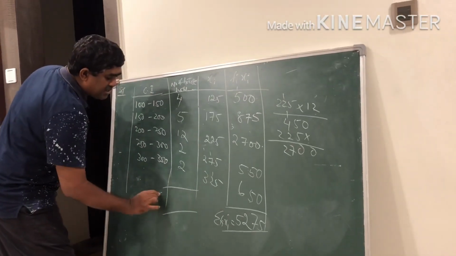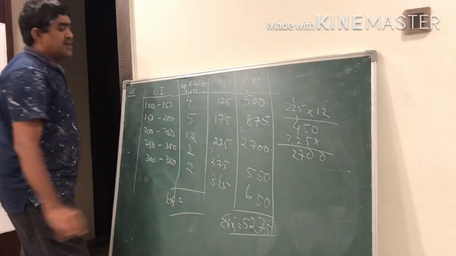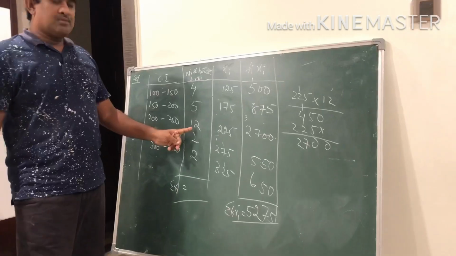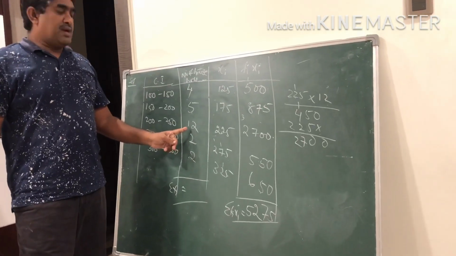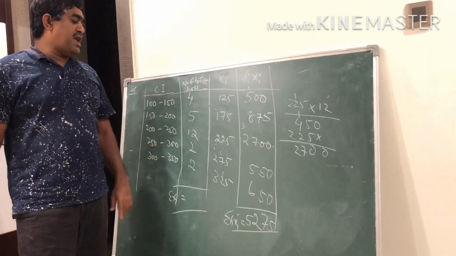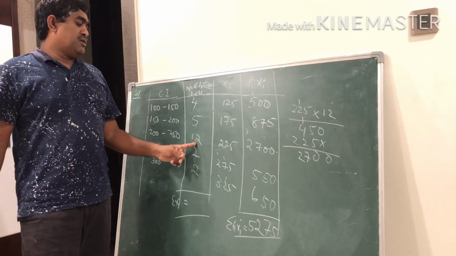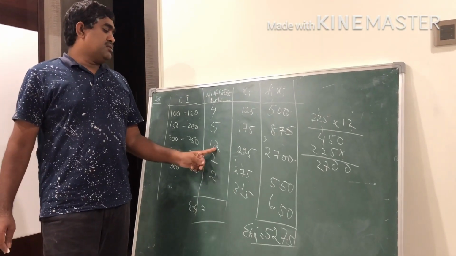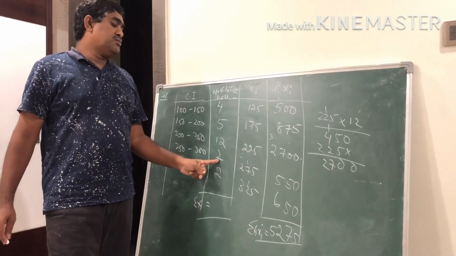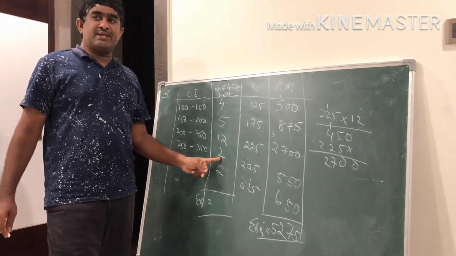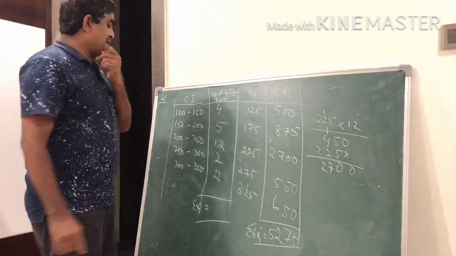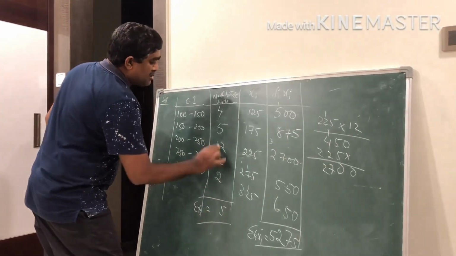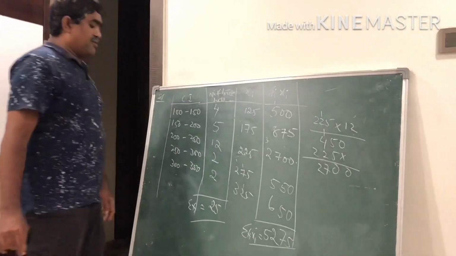And sigma fi. Add this. 5 plus 4 is 9, plus 10 is 19, plus 2 is 21, plus 2 is 23. So sigma fi is 25.